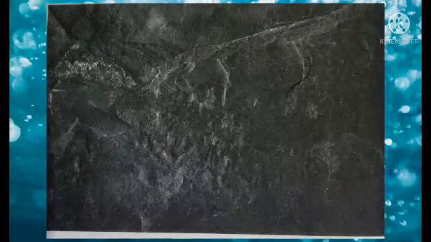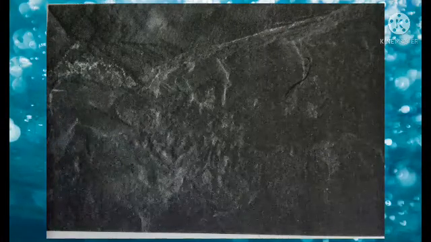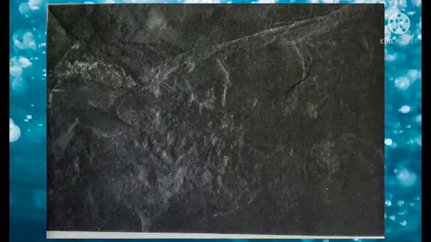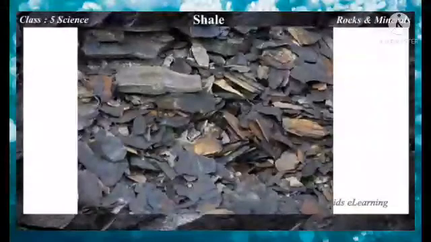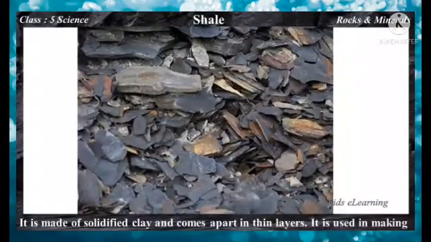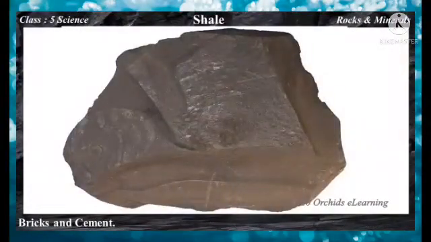Next, shale. It is made of clay and mud particles. It is used in making bricks, tiles and cement because it contains clay. Shale is made of solidified clay and comes apart in thin layers. It is used in making bricks and cement.